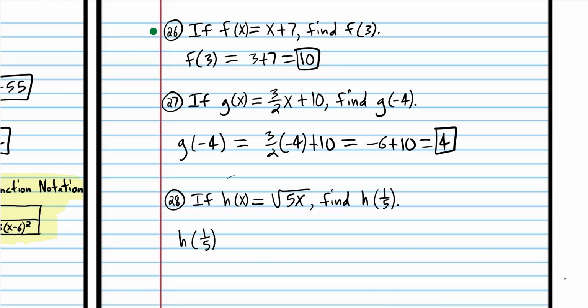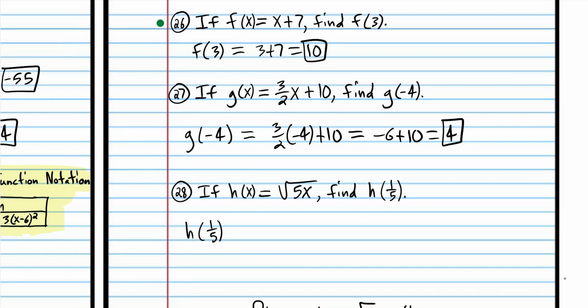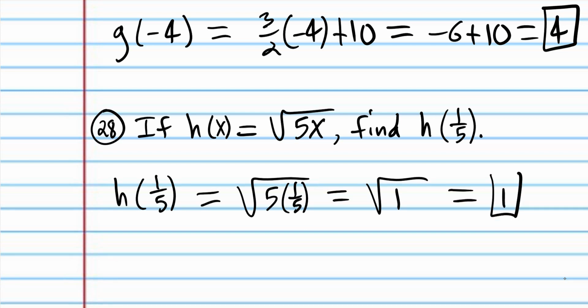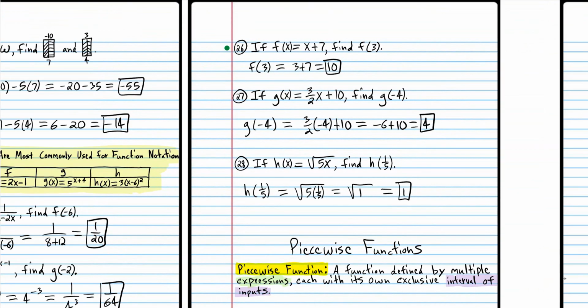Now our function is called h. Here it was called f, here it was called g, and here it's called h. And this is saying if our input is 1/5, then what is the output? Well, 5 times 1/5 is 1, and the square root of 1 is 1. So if you got that right, good job. If you got all three of these right, excellent.